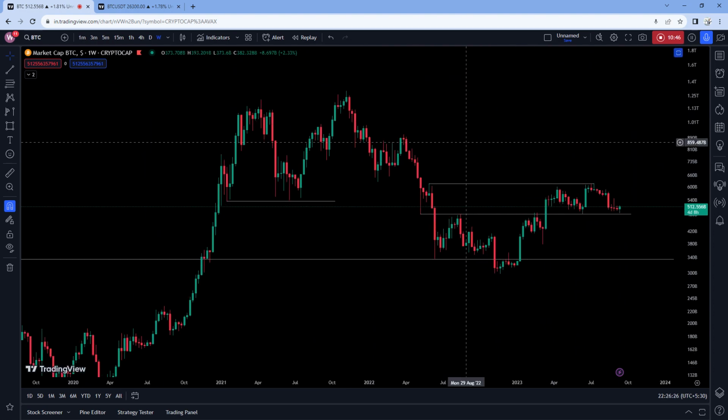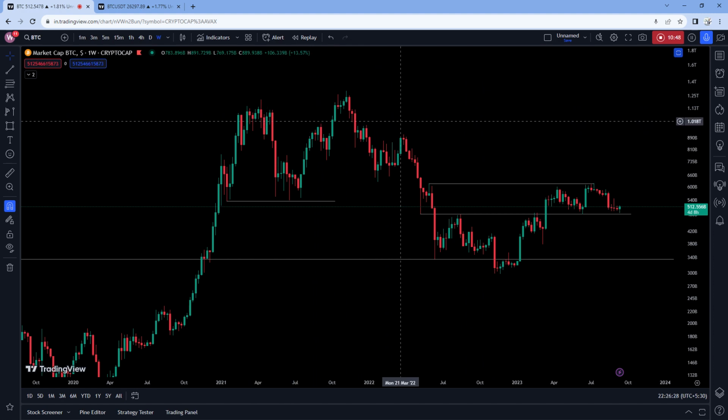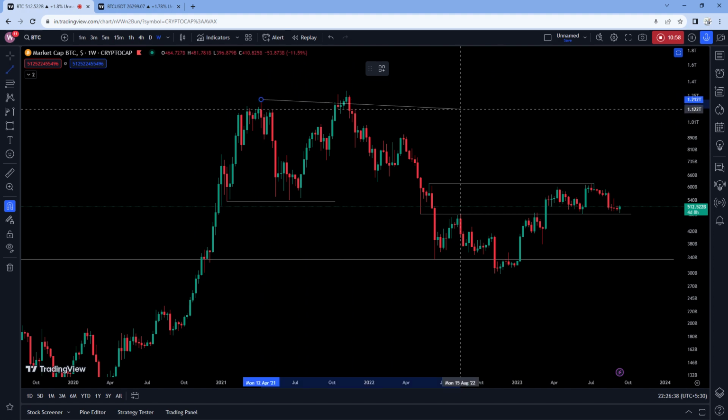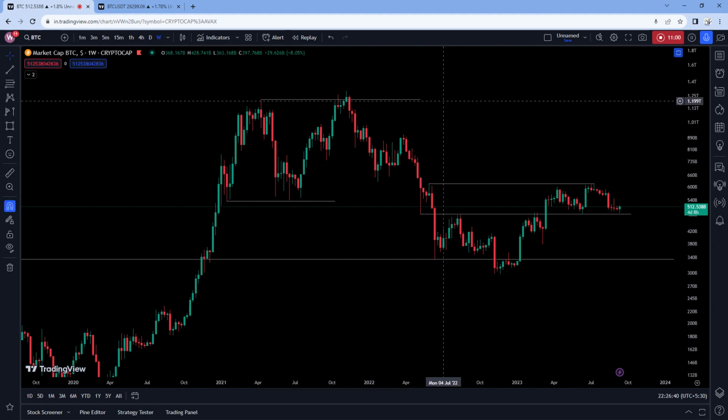I think I'll make a video for altcoins also, because these market cap charts aren't available for every coin. Matic, Binance coin, and some other main coins have it. So I think I'll make a video on Matic or Binance next time.